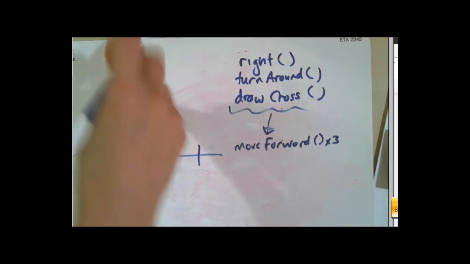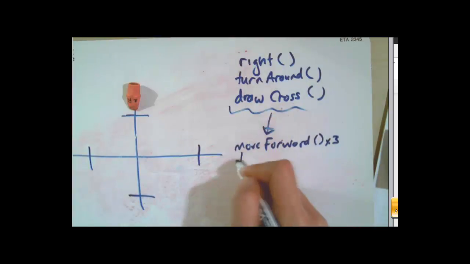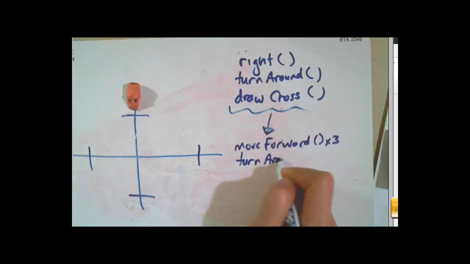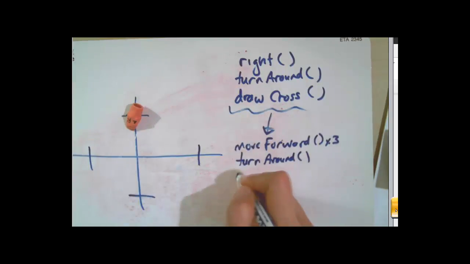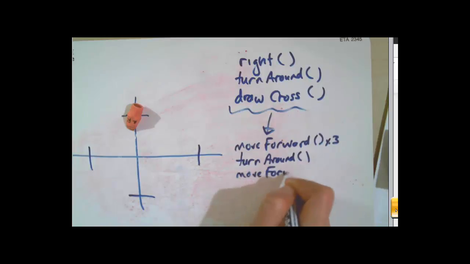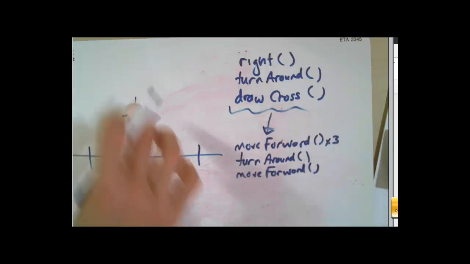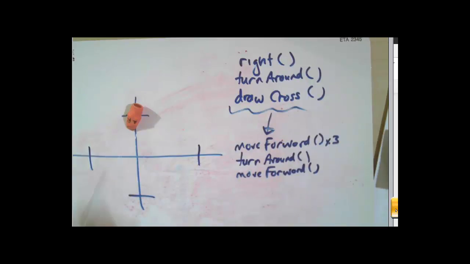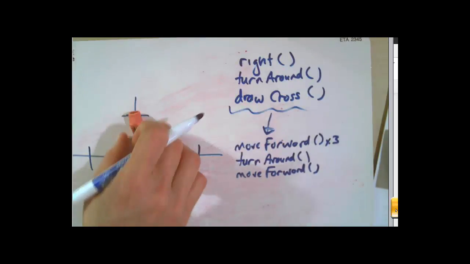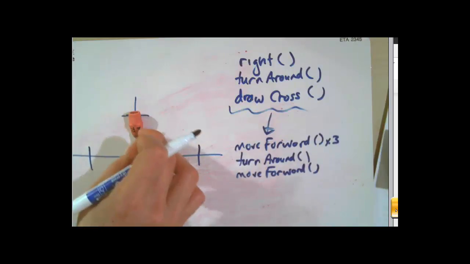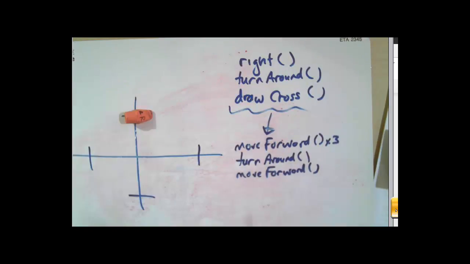Then they knew they needed to turn around. And then they wanted to move forward just 1 time. At this point, I asked them what was the next step, and they said they could either turn right or left. So in this case, we'll turn left, and we know the left is towards the L of the eraser. Then we're going to move forward 1 step.